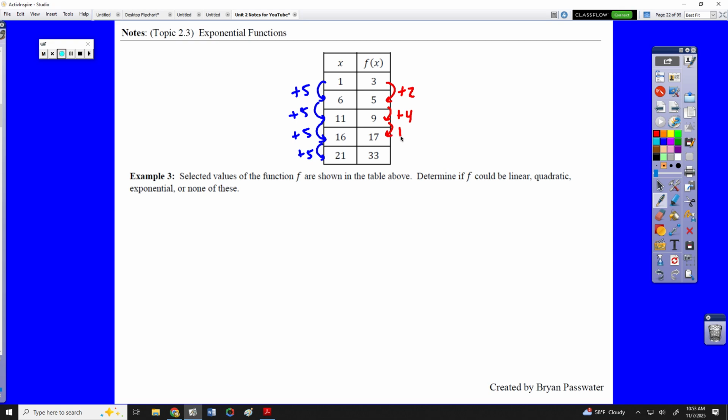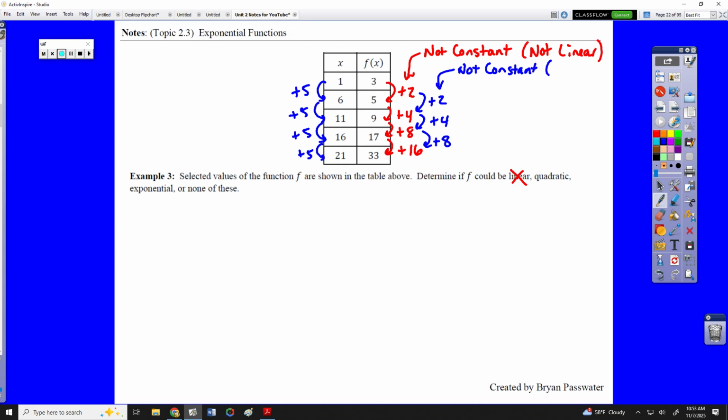So when we look at these numbers, we quickly see that our first differences are plus 2, plus 4, plus 8, plus 16. These are not constant. And as a result, this is not linear. So once we confirm that the initial change is not constant, that rules out linear. Then we look at the second differences. Well, the second differences are also not constant. Remember that if they were constant, that would be a quadratic. So this is also not a quadratic.